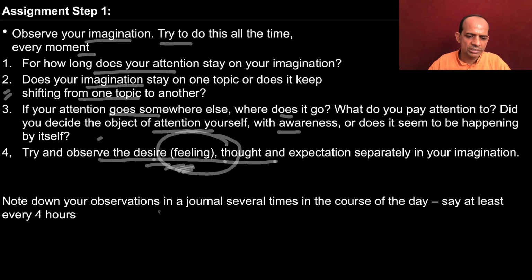So note down your observations in a journal several times in the course of the day, say at least every 4 hours. So maybe you can start by taking out 15 minutes of time every 4 hours. Observe it, note down in a journal, analyze it. Then again observe it, and then you see how your competence gets developed to observe yourself very precisely.